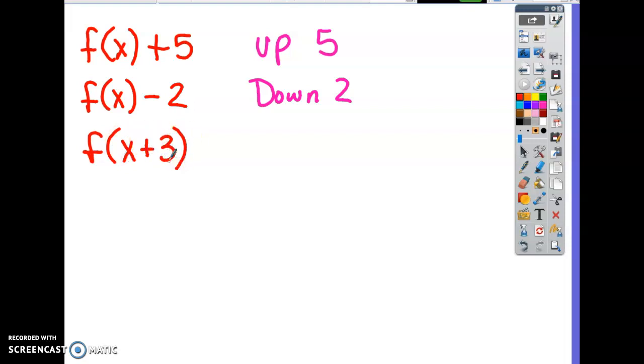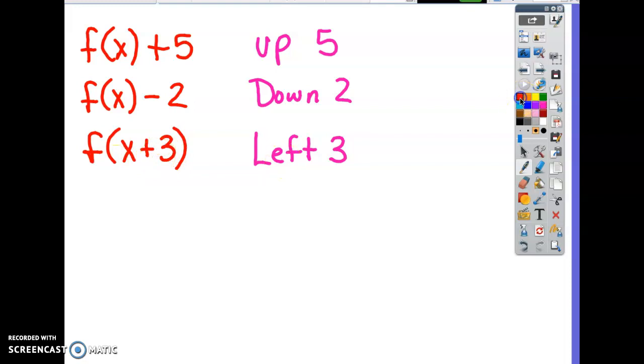Now it's inside the parentheses. Now what happened? That went up? No, it's inside the parentheses. That's your C. Look at your notes. What does C do? Oh, that's left. Left, because it says positive 3, right? So it went left 3. It's the opposite. If it's inside the parentheses and it says plus, then it went to the left.